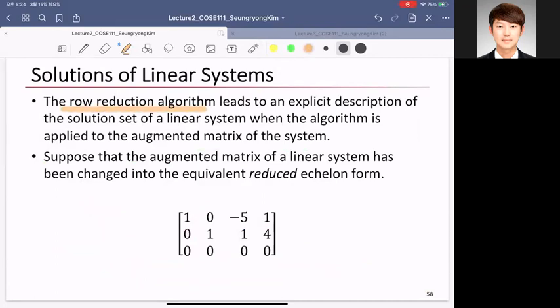So, this row reduction algorithm, the REF form byproduct, leads to an explicit description of the solution set of the linear system when the algorithm is applied to the augmented matrix of the system. This is a very, very important reason. When the algorithm is applied to the augmented matrix of the system, we can achieve an explicit description of the solution set of the linear system from the REF form. That's why we use our row reduction algorithm.